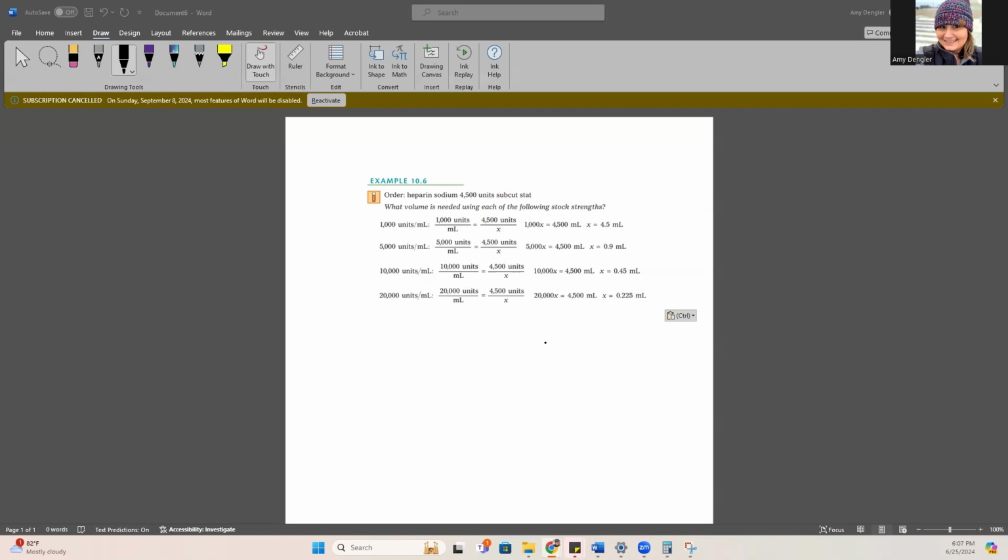So which one would we choose for the order? What would be the best choice? Usually the smallest amount is the best choice, but if we had to measure out this 0.225 ml, we would have to round to the measurable dose of 0.23 ml on a syringe. And that would actually be 4,600 units. So the patient would be getting 100 units extra that is not needed. So the best choice would be to do the 0.45 ml dose, which is larger in volume, but it is an exact dose.